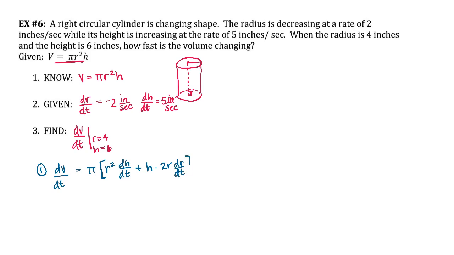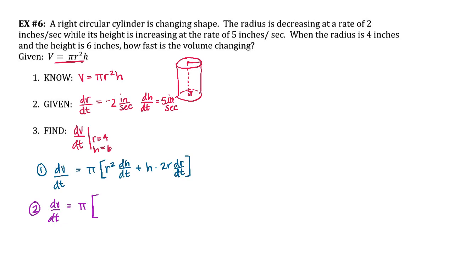Okay, now the rest of this we are going to substitute in just like we normally do. So our second step, let's plug in and see if we can't solve this. Second step, now dv/dt is what we are looking for, equals pi times, now r squared, so r is going to be, we have 4, so that's going to be 16.